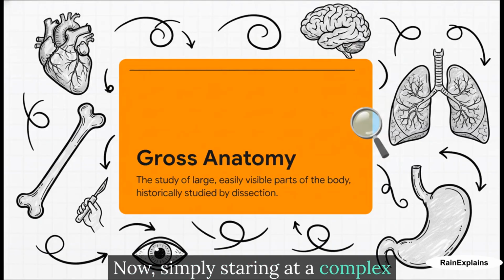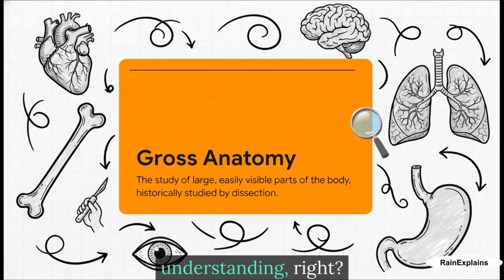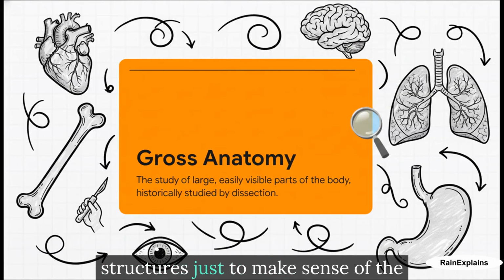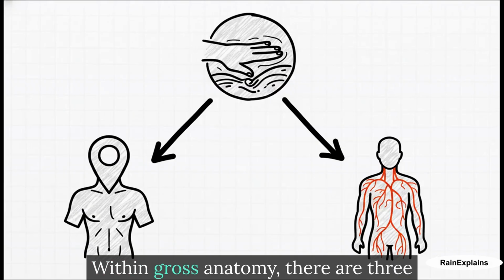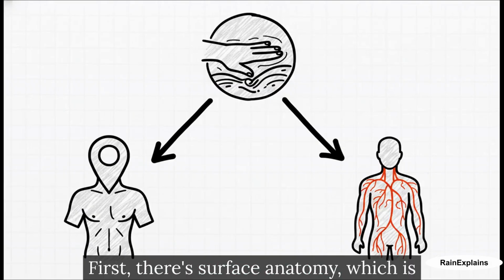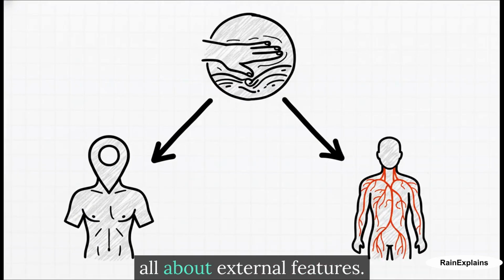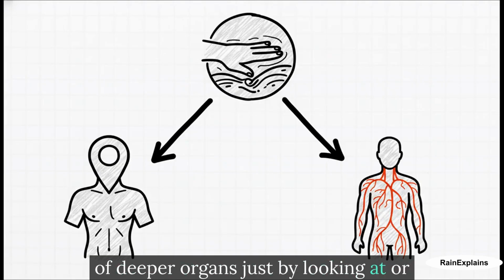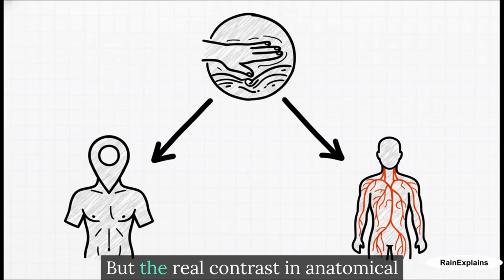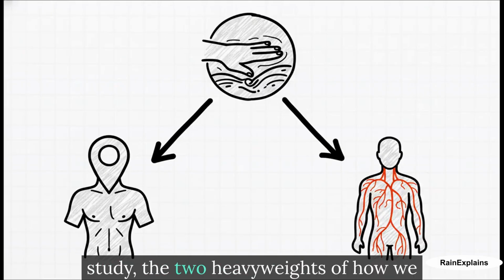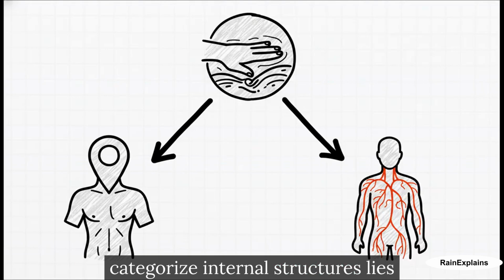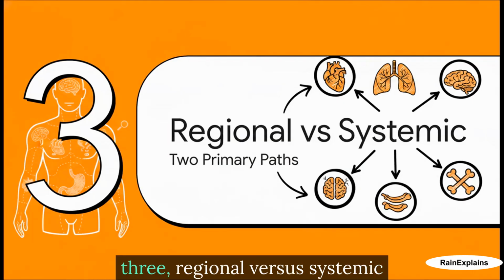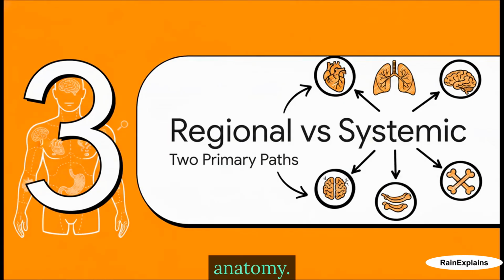Now, simply staring at a complex organism doesn't instantly grant you understanding, right? Anatomists actually take a few different approaches to study these visible structures, just to make sense of the chaos. Within gross anatomy, there are three main subdivisions. First, there's surface anatomy, which is all about external features. Clinicians use it to gauge the position of deeper organs just by looking at or feeling the outside of your body. But the real contrast in anatomical study, the two heavyweights of how we categorize internal structures, lies between the regional and systemic approaches. Which brings us to Section 3, regional versus systemic anatomy.